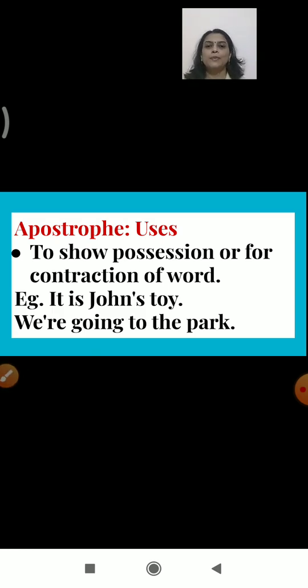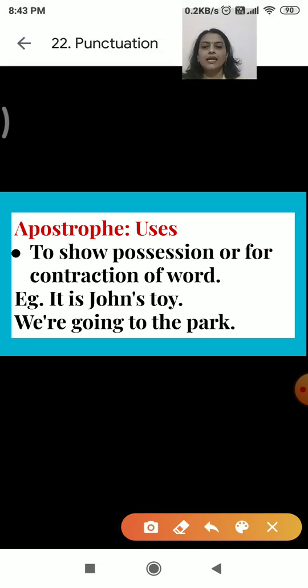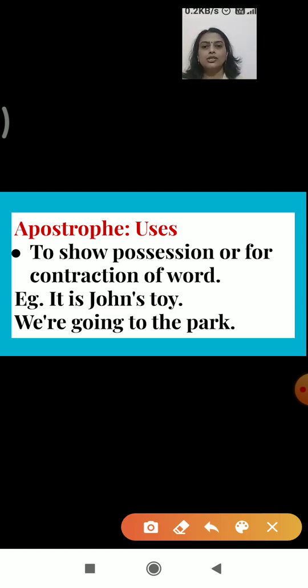Then the apostrophe. When to use it? To show possession or for contraction of words. Possession means to whom it belongs, or contraction of words where we omit some letters while writing. Okay, so you can see here it is John's toy. So the toy belongs to John. So we have here the apostrophe, right? It looks like a comma up there, and an S after that particular noun, that is John. So it becomes John's toy.